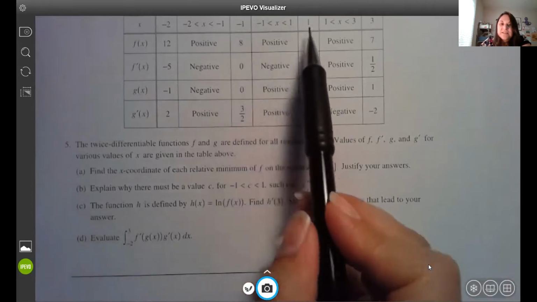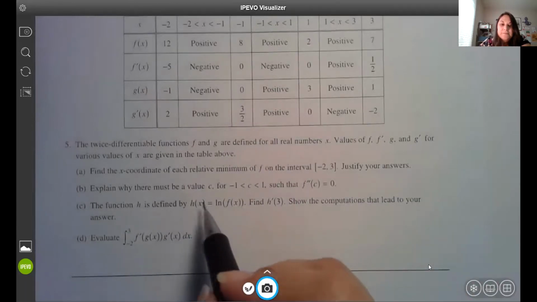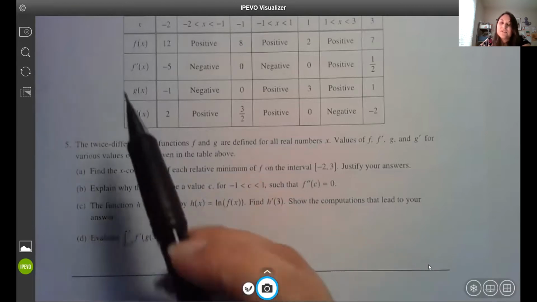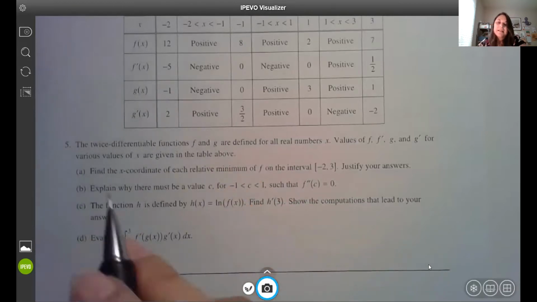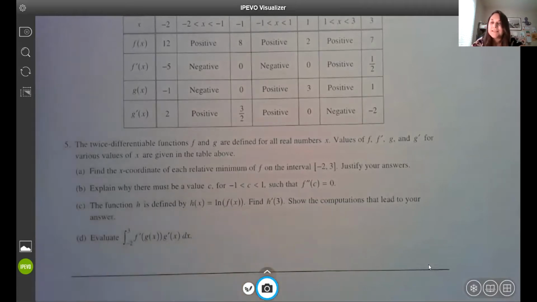So in the table, basically, they're only talking about this section of the table. And then they are talking about the second derivative, which is not in the table. If you remember from class, those theorems, the extreme value, the intermediate value, and the mean value theorem, are referred to as existence theorems.